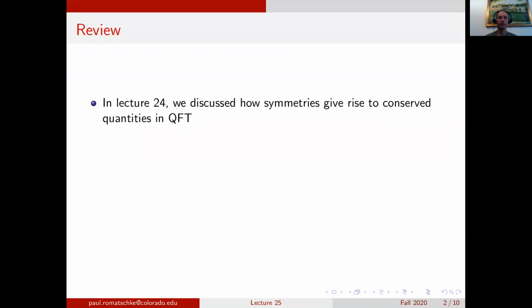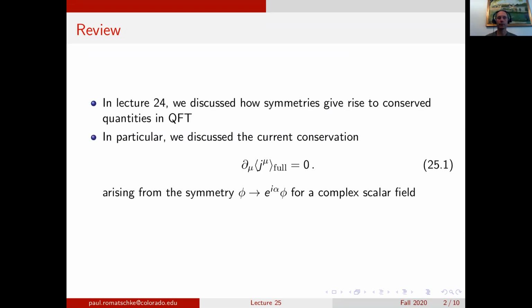In the last lecture, we discussed how symmetries give rise to conserved quantities in quantum field theory. Particularly, we found that a classical conservation law in quantum field theory turns into the conservation of the expectation value of the operator corresponding to the classical current. Particularly, we showed that we get such a conservation law from the symmetry phi goes to e to the i alpha phi for a complex scalar field.